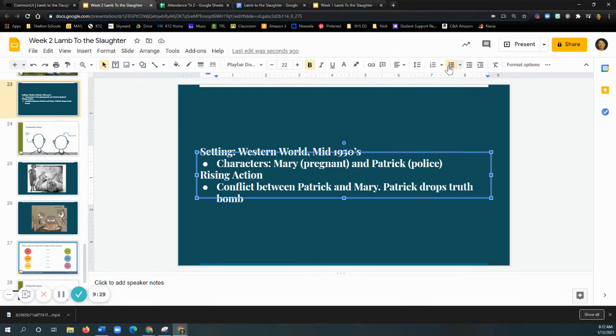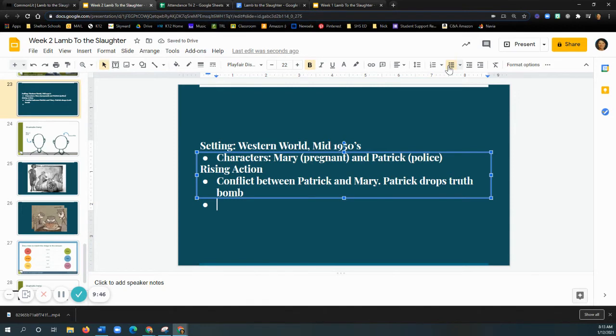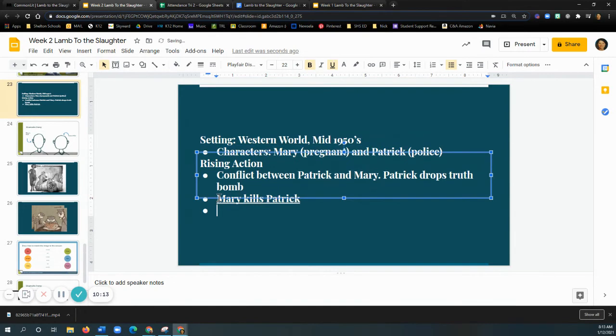Now, this is where some people differ in terms of what they consider an inciting incident and what they would consider the climax. So some people would say that her killing her husband is the climax of the story, even though it happens kind of earlier. I would argue that it's another piece of rising action, a continuation of Patrick saying that terrible news to her that shocks her. So I would say when Mary kills Patrick, this is the big inciting incident, because this is what determines the whole rest of the story.